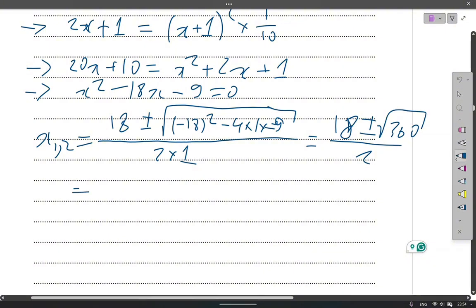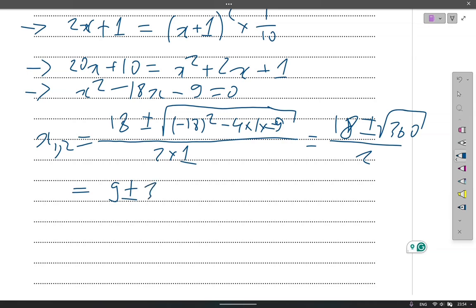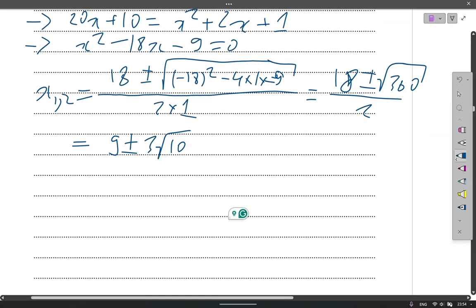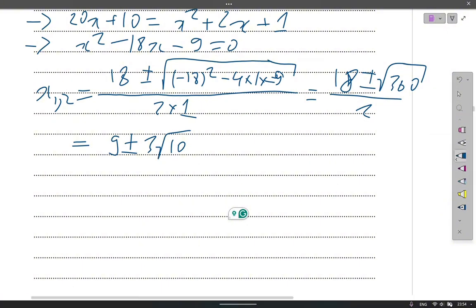which ultimately equals 9 plus or minus 3 square root 10. And in the next step, you need to use your calculator to determine the actual value correct to 3 decimal places to give the answers to this question.